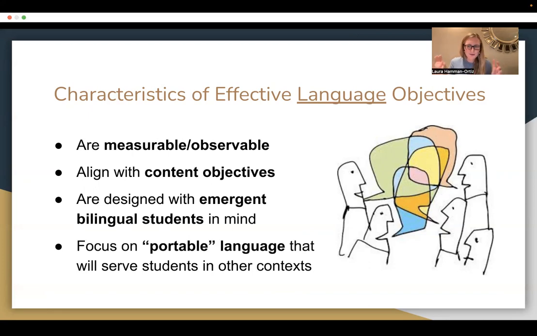I love this word, the portable language, because the idea is that there will be times we want to specifically focus on targeted vocabulary for that lesson, but we also should think more broadly about language that we could focus on that might be useful in other content areas or for other lessons. So if students are learning comparative language so that they can compare triangles, that comparative language might also be helpful when they're comparing two different events that happened in their social studies lesson. So thinking about what are some features of language we can focus on or some forms that we can focus on that might be useful in other contexts as well.